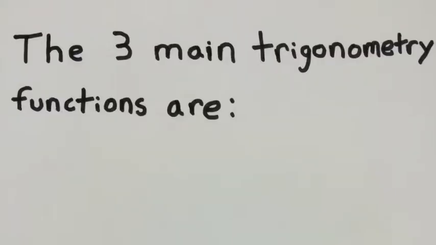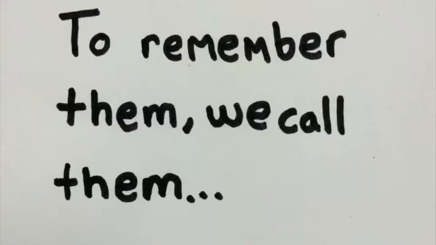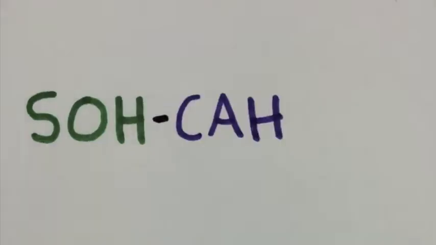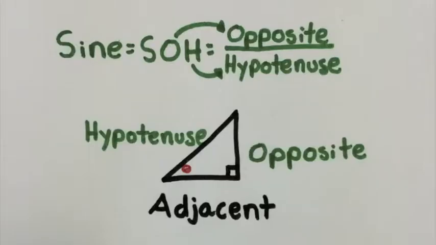The three main trigonometry functions are sine, cosine, and tangent. To remember them, we call them SOH CAH TOA. Sine, or SOH, is the opposite side over the hypotenuse.